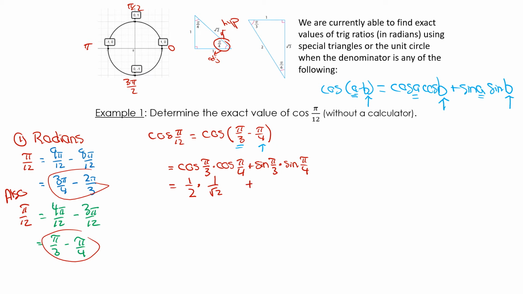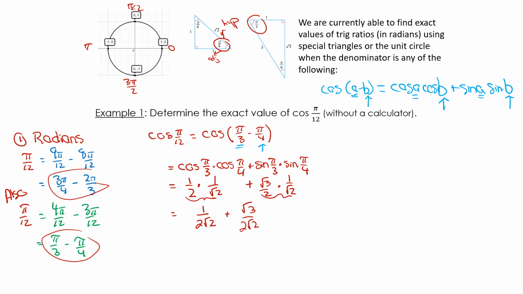Plus sine of pi over 3. Sine of pi over 3, you go up to your pi over 3. Sine is opposite over hypotenuse. Sine of pi over 3 is root 3 over 2 times sine of pi over 4, 1 over root 2. That gives us, we multiply these two together and we have 1 over 2 root 2. I have a radical in the denominator, I'm going to have to deal with that. Multiply these two together, I'm going to have root 3 over 2 root 2.